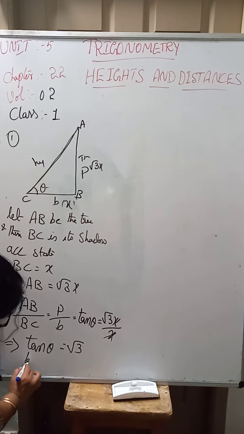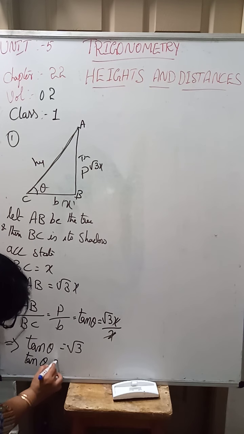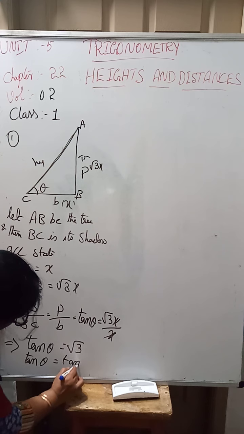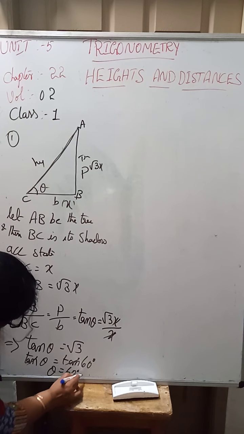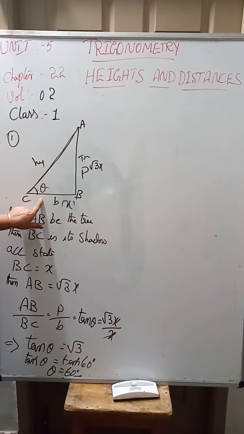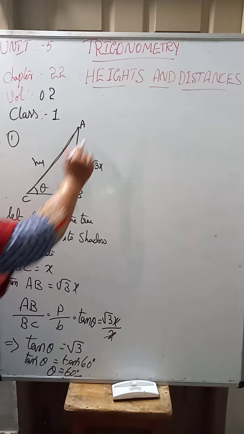We know the value of root 3. Tan theta is equal to tan 60 degrees. Tan gets cancelled with tan. Theta is equal to 60 degrees. Now, what is the angle of elevation? 60 degrees.